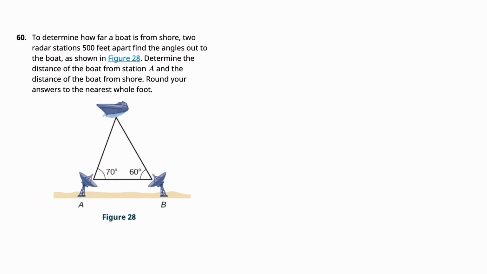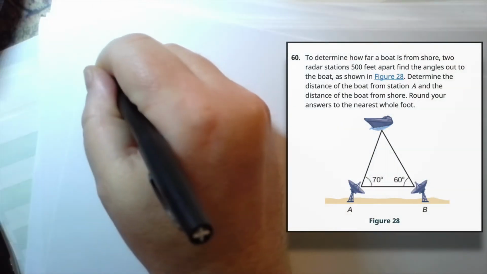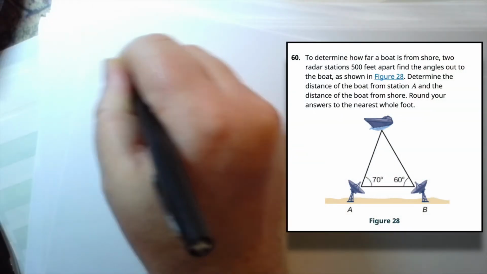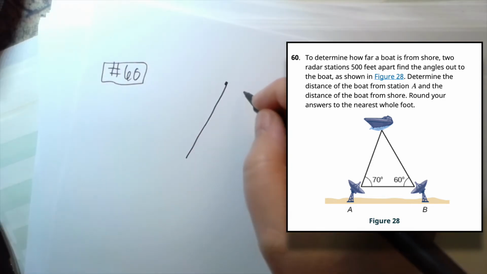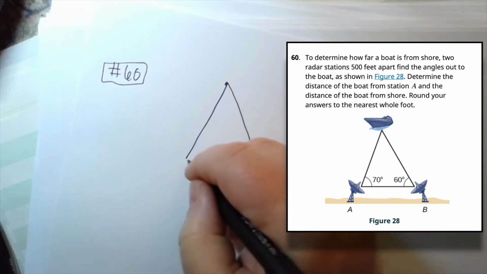Now let's try this one, number 60. Determine how far a boat is from shore. Two radar stations are 500 feet apart.